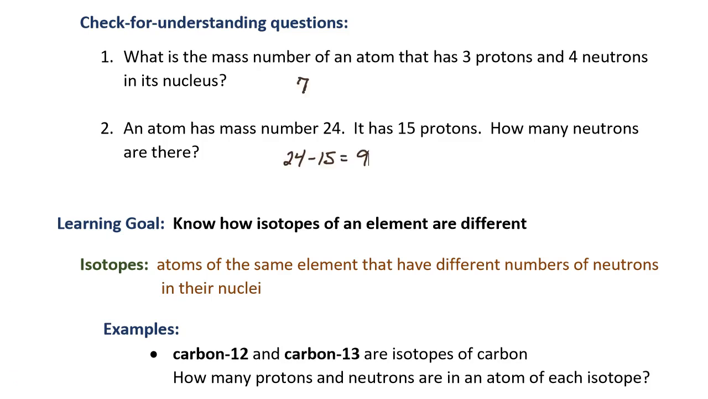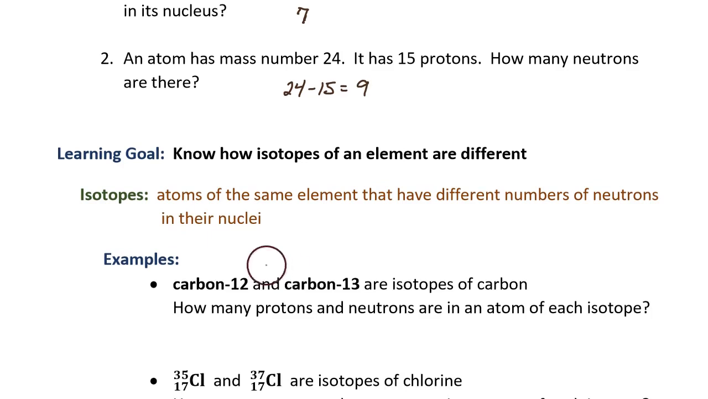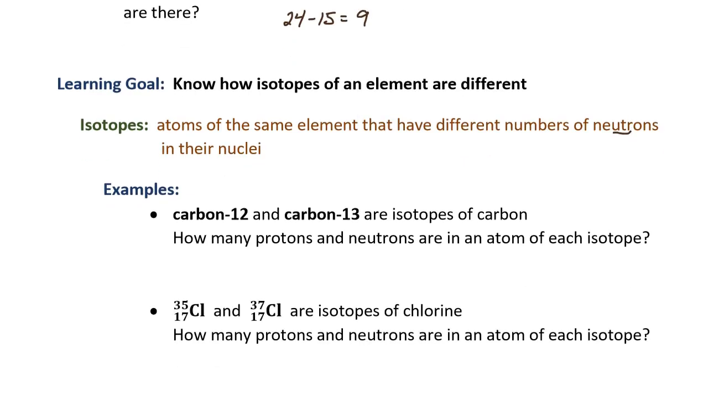Let's move on to the next learning goal. Know how isotopes of an element are different. Isotopes are atoms of the same element that have different numbers of neutrons in their nuclei. Let's take a look at some examples. Carbon-12 and carbon-13 are names of isotopes of carbon. The question is, how many protons and neutrons are in an atom of each isotope?